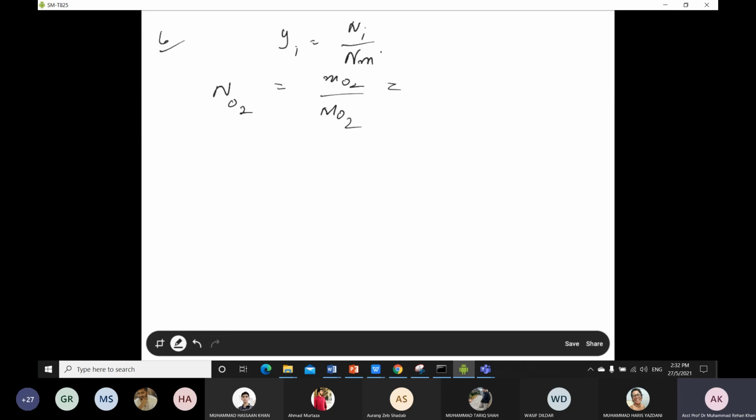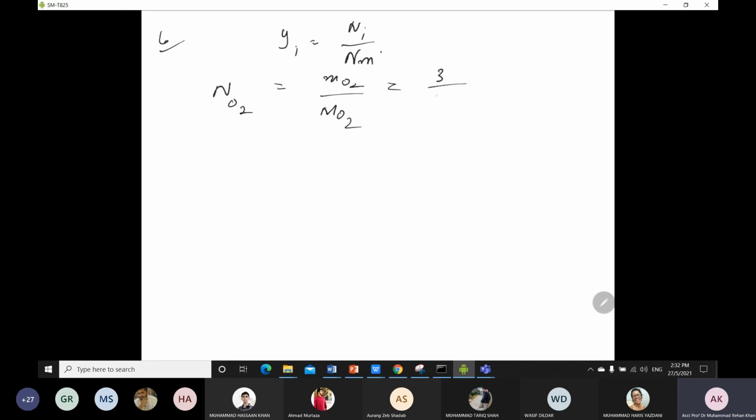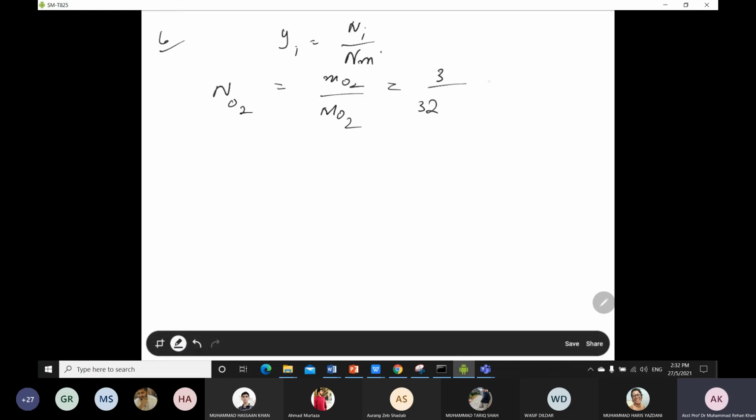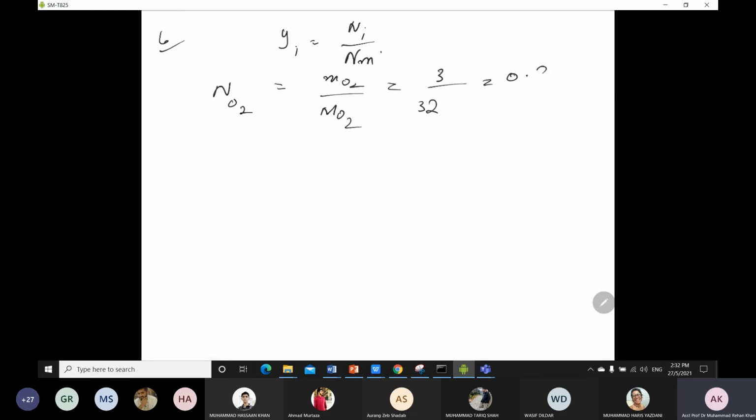Okay, so you can easily find the molar mass from that table. The mass of O2 is 3 kg and the molar mass is 32 kg per kilomole. If you just divide it, it will be equal to 0.094 kilomole.